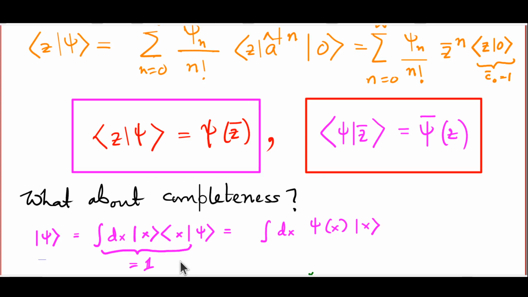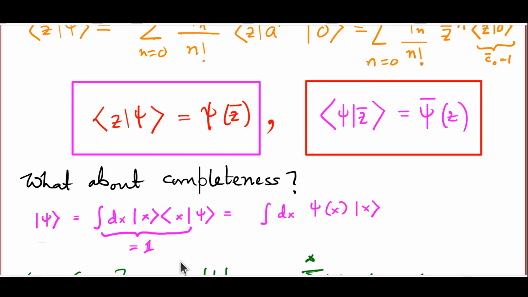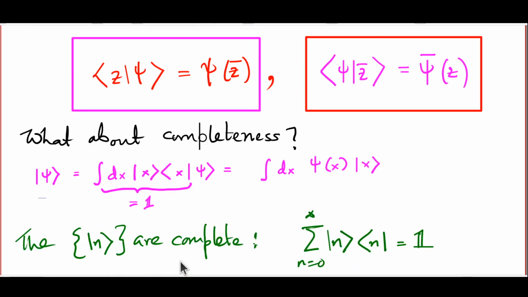Now, something very similar, of course, also exists for other complete sets of eigenstates. For example, the number eigenstates are complete, and they are discrete. So here, instead of an integration, you have a simple summation over all values of n of the ket n bra n combination, and that is going to be equal to the identity. The question that we have is, do we have something similar with ket z bra z combinations?